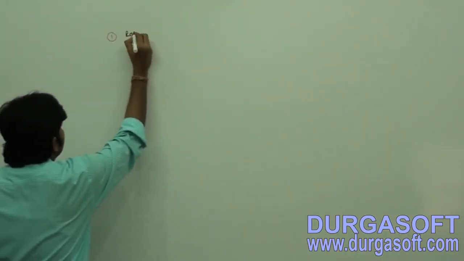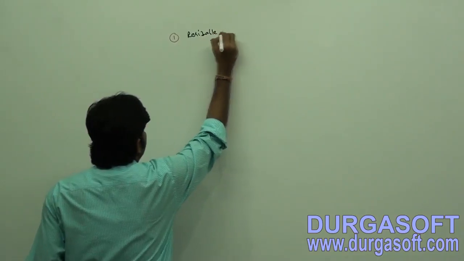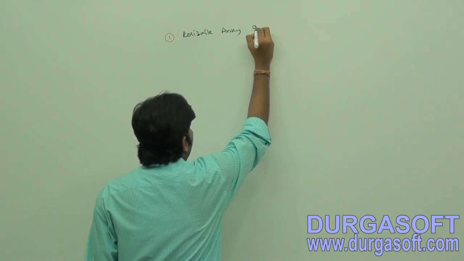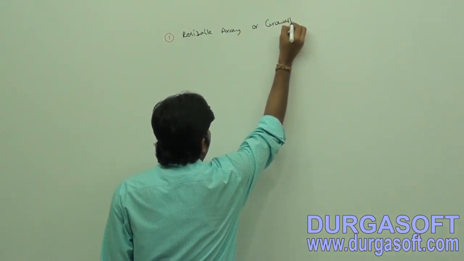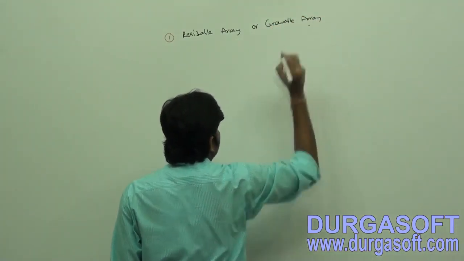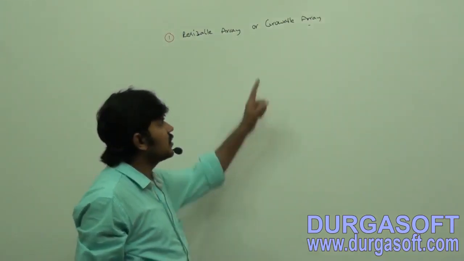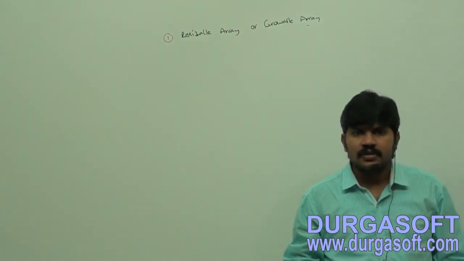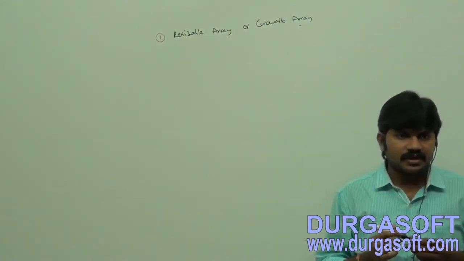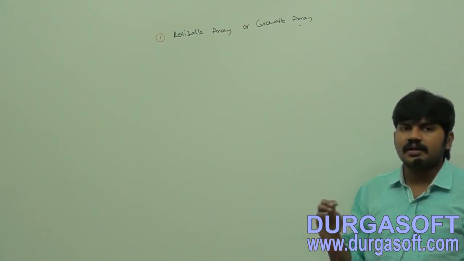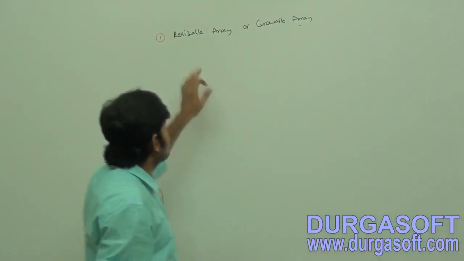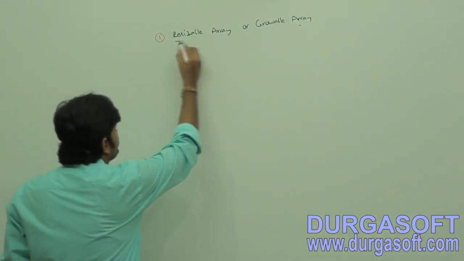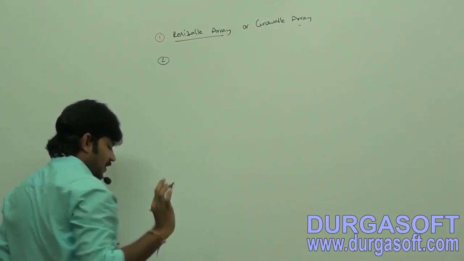Resizable array, or growable array. Now this is one data structure. By using this data structure concept in Java, ArrayList is implemented. Are you getting that? The underlying data structure for ArrayList is a resizable array or growable array. Java ArrayList is implemented based on this concept.